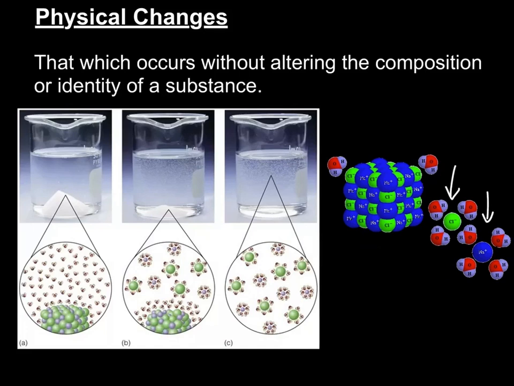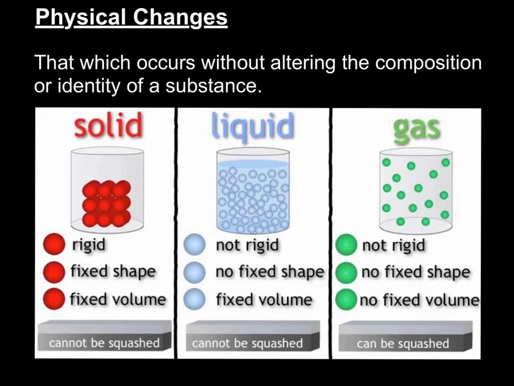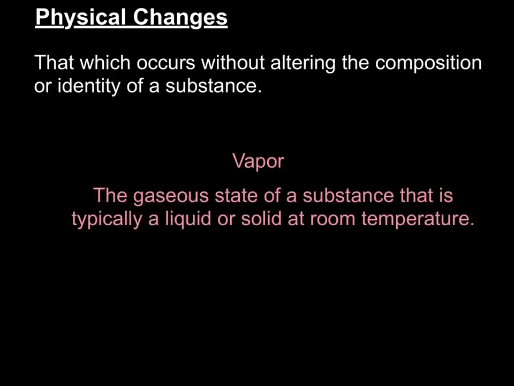It's also important to remember when looking at physical changes that there are three states of matter. And I know some of you will be saying, what about plasma? For our purposes, we do not care or touch upon this fourth state of matter. The states of matter are also called phases of matter, and their three types are solid, liquid, and gas. Solids have definite shape and volume, liquids have indefinite shape and definite volume, and gases have both indefinite shape and volume. And if you hear the word vapor, it refers to the gaseous state of a substance that is typically a liquid or solid at room temperature.